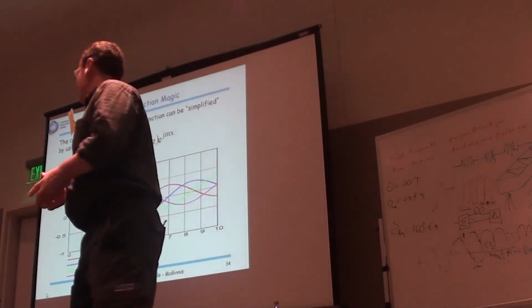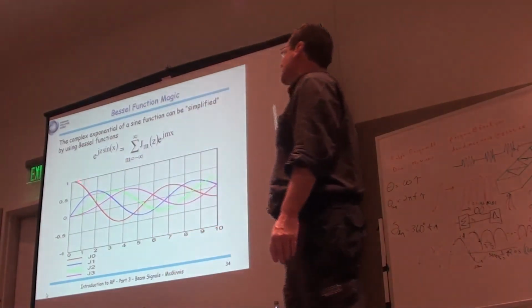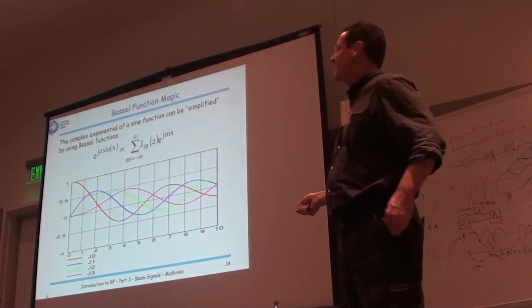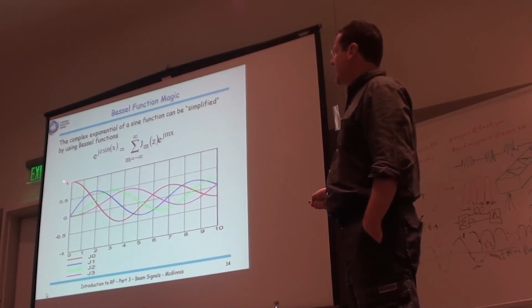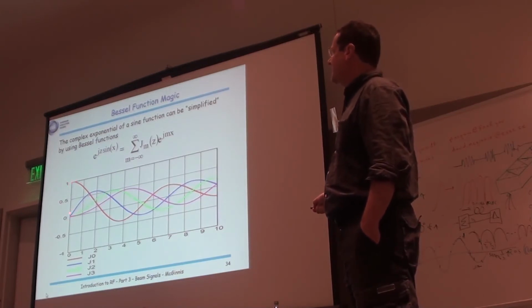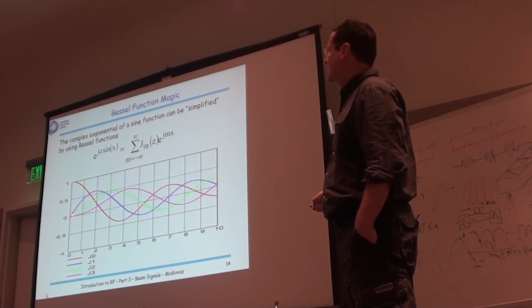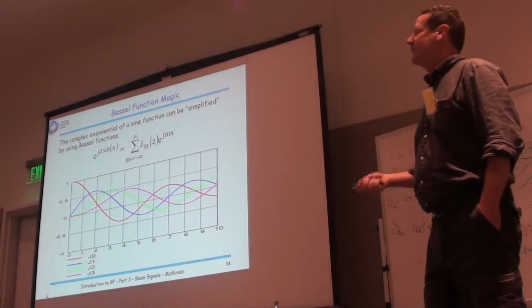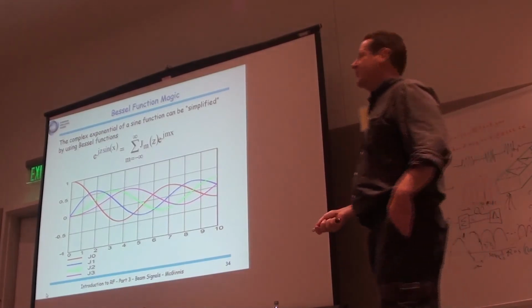A couple things to know about the Bessel functions: just remember that they do have zeros. They cross over to zeros. It's going to be a real fun thing to look at. J0 starts off here. J1 starts off linear. J2 starts off quadratic. J3 starts off as cubic, and so on and so on.